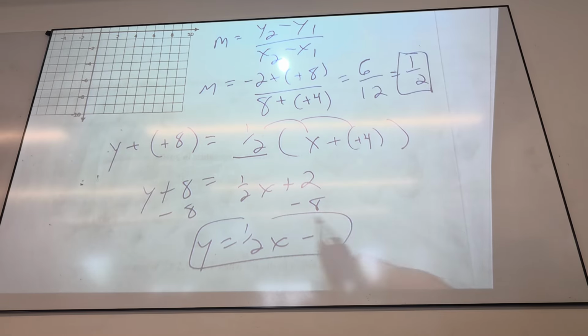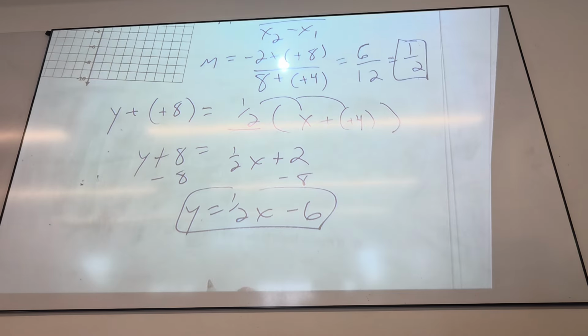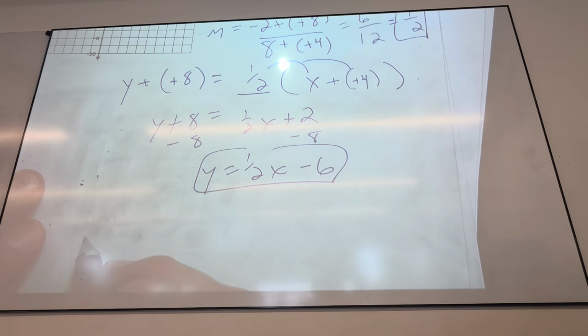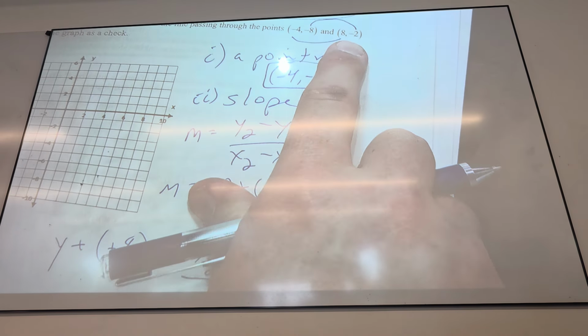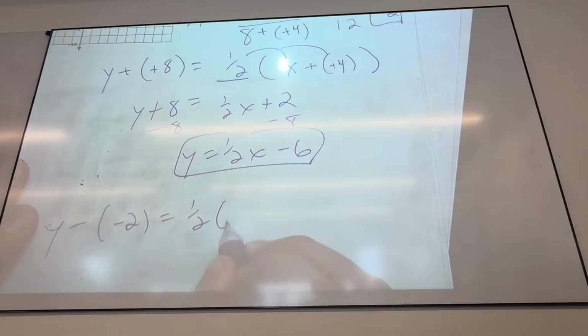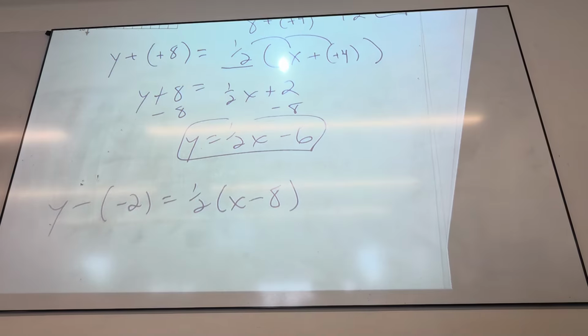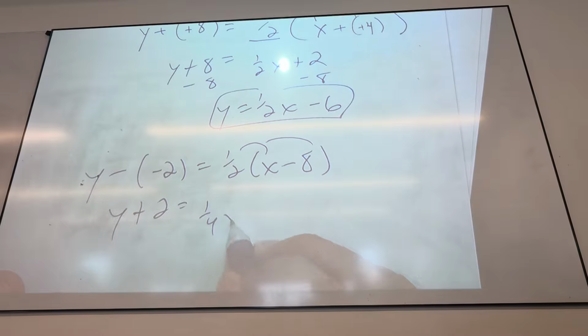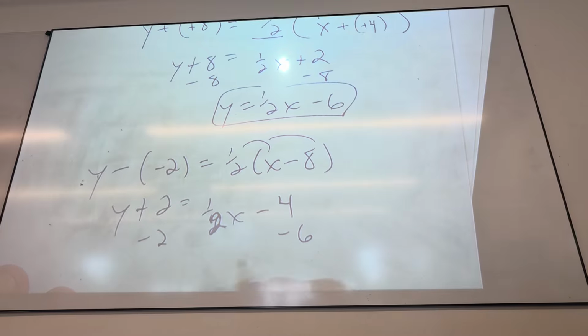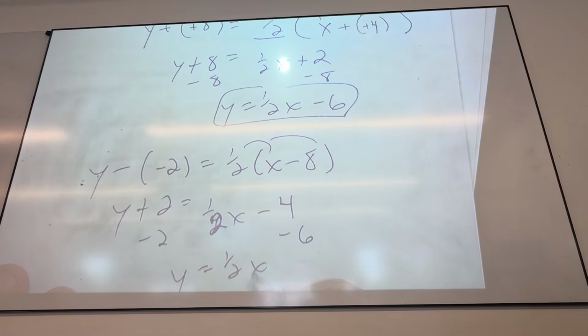So if I do all that again, but I use the other point, so y minus the y piece of the other point equals m times x minus the x piece. This will be y plus 2 equals 1/2 x. What did I just do? 1/2 x minus 4. And then if I subtract 2, I get 1/2 x minus 6.